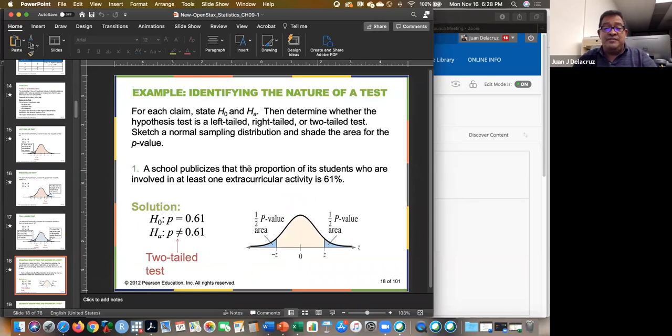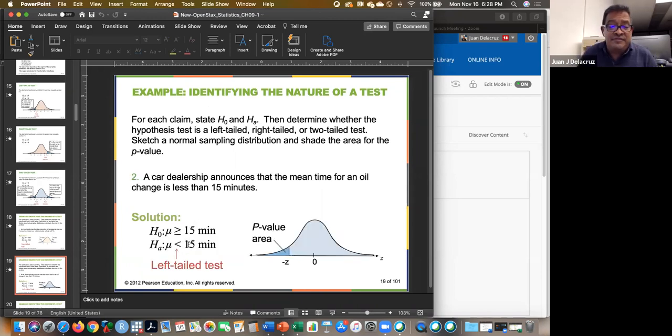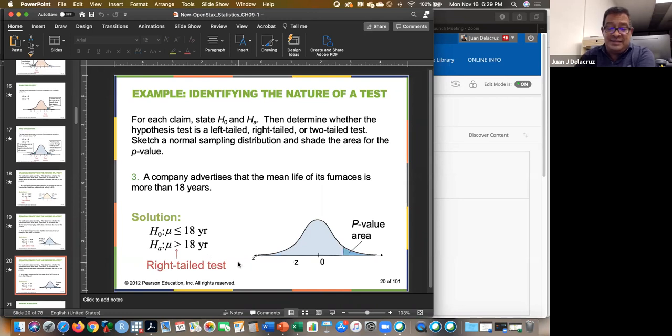So here we have the case when the extracurricular activity is 61%. We are assuming that the claim is that the proportion is equal to 61. So the complement becomes the not equal sign. But remember, this not-equal sign is telling me that this is a two-tail test. So we have a left tail test, and we also have the case for a right tail test.